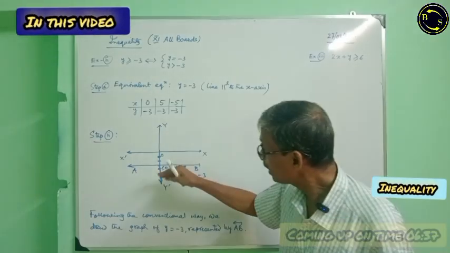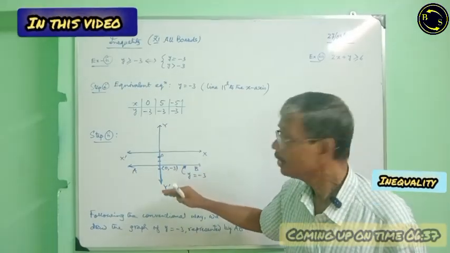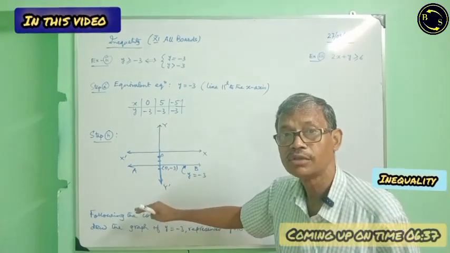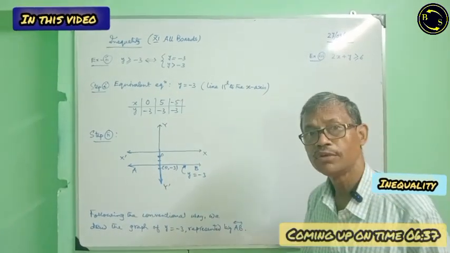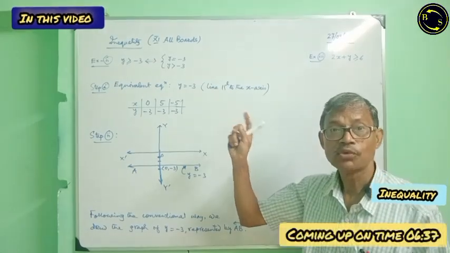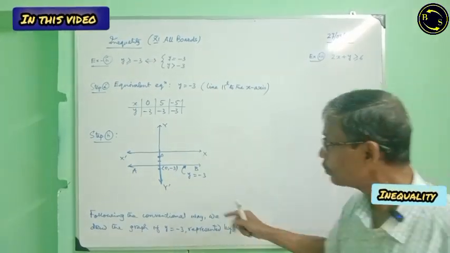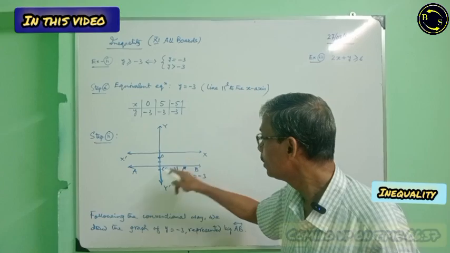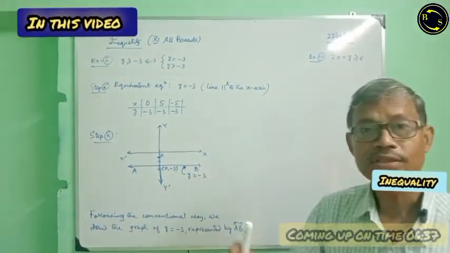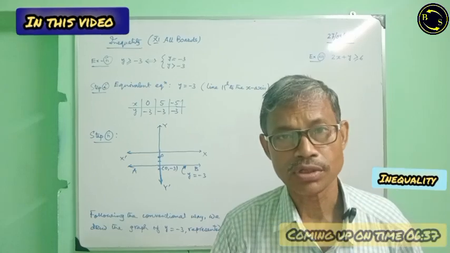Now AB has divided the whole plane into two halves, upper half and lower half. Now which half will represent y greater than minus? To determine that, first we note that origin is not lying on the straight line AB. Therefore we consider the coordinates x equal to 0, y equal to 0.